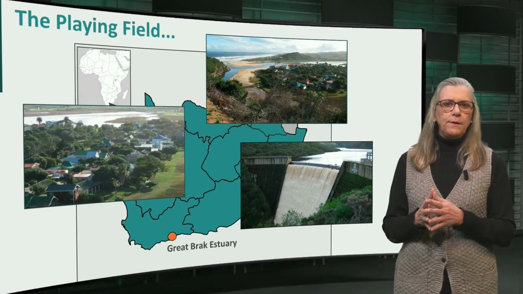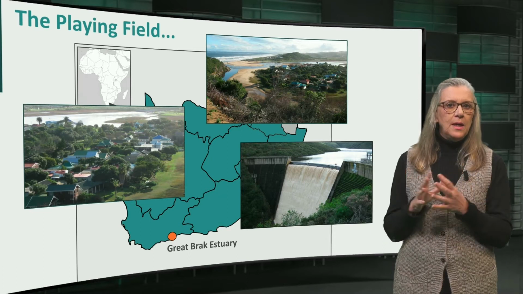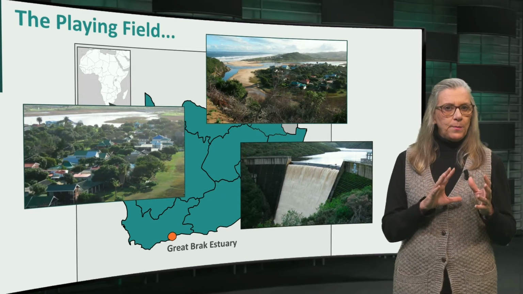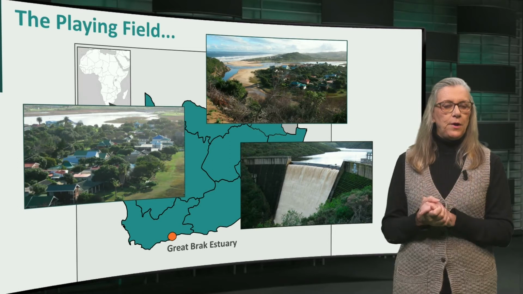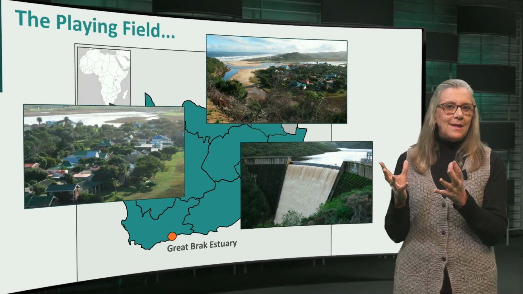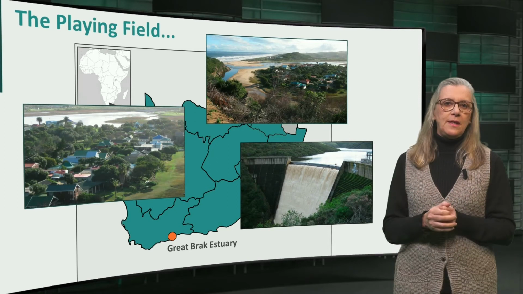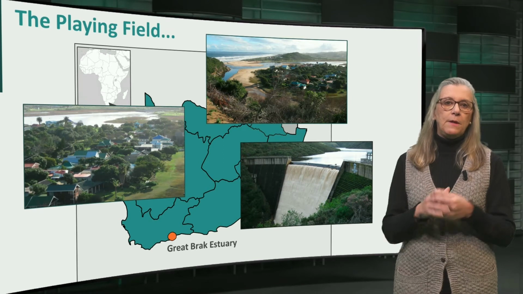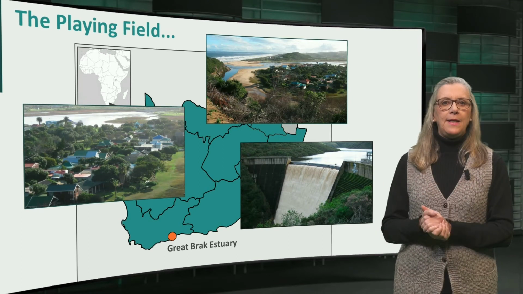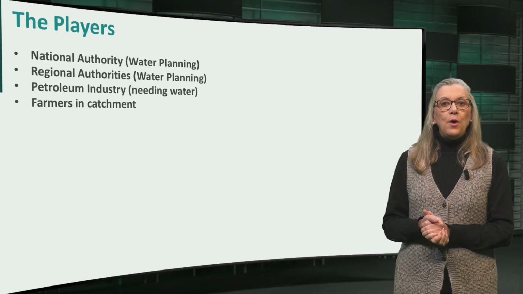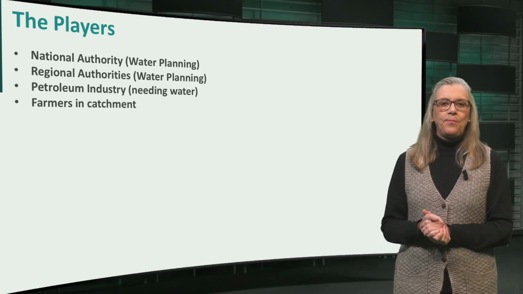So the playing field comprised an estuary, of which the mouth closed from time to time, needing river flow to open it, a popular holiday destination where low-lying developments were vulnerable to flooding, and then came the decision to build a dam that would affect both the river flow and the flooding. So who were then the role players?